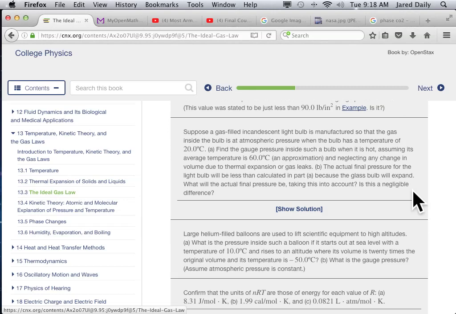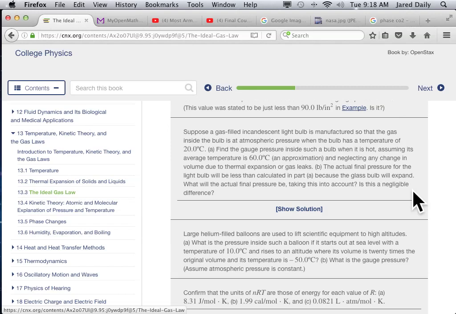If it starts at sea level with a temperature of 10 degrees and rises to an altitude where its volume is 20 times the original volume and temperature, what is the gauge pressure? So it starts out at sea level at the temperature. So it's starting out at sea level.